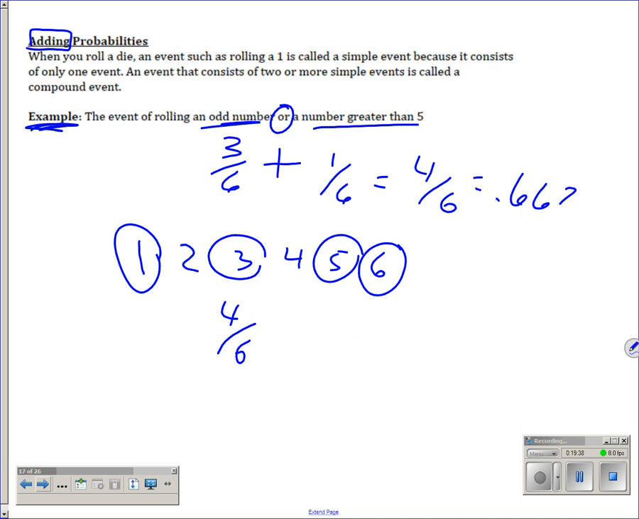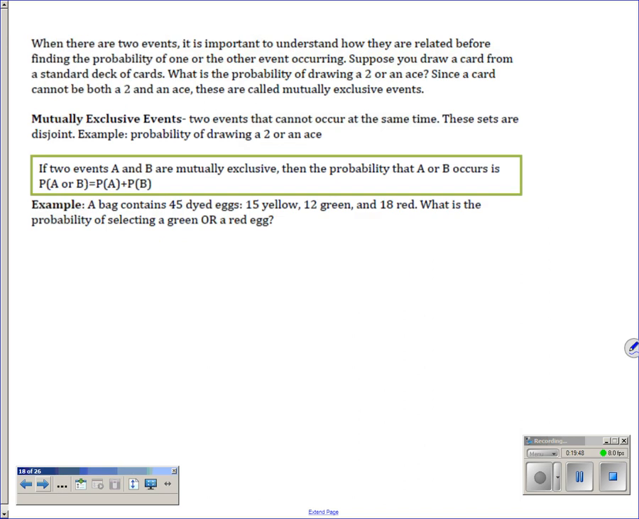See that? Now, again, with or statements, I divide into 2 categories. Instead of independent and dependent, we have mutually exclusive and inclusive. So the first one I want to look at is mutually exclusive. Mutually exclusive events are 2 events that cannot occur at the same time. These sets are disjoint, meaning they have no overlap.